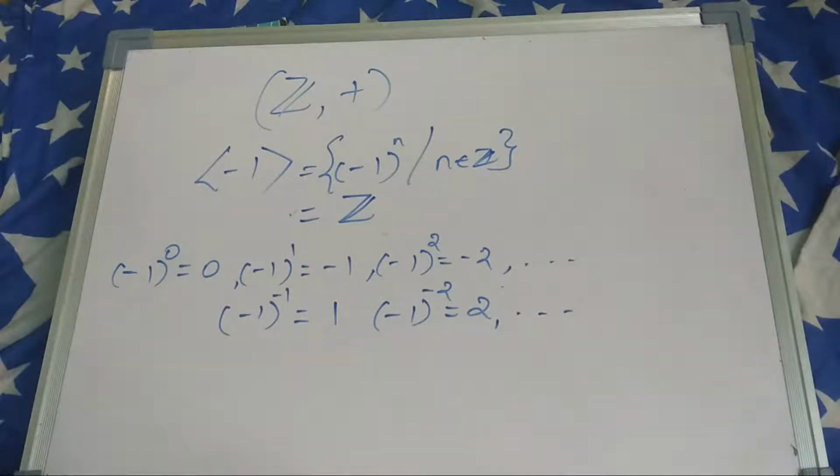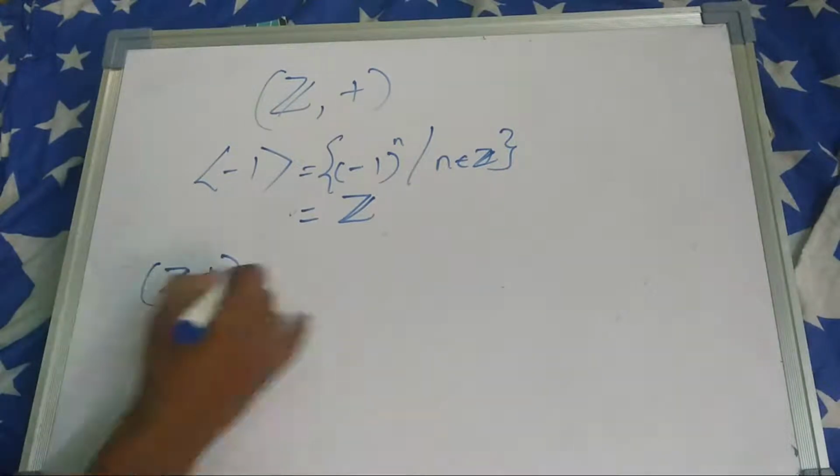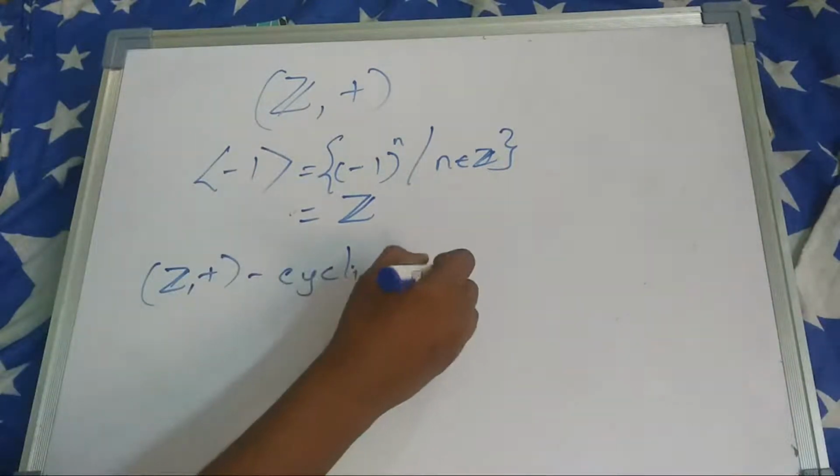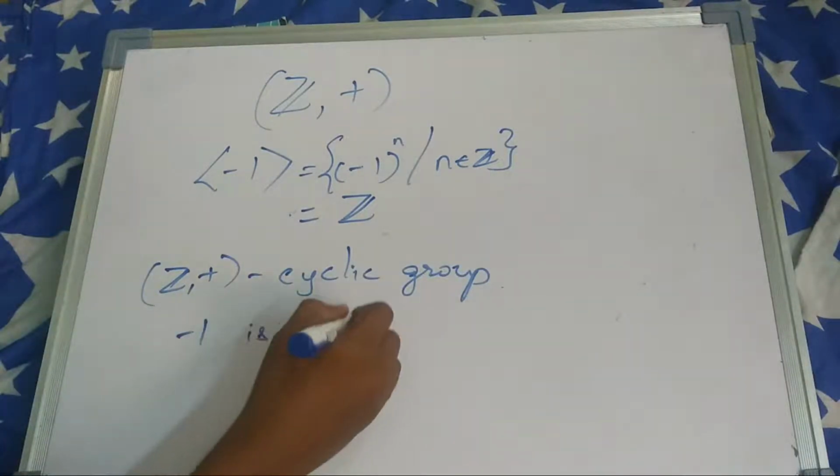So we defined what a cyclic group is. What is a cyclic group? If we can find at least one element in this group such that the subgroup generated by this element turns out to be the whole group, then we call that element a generator and we call that group a cyclic group. So by this, we can conclude that (Z, +) is a cyclic group, and we found out that -1 is a generator.